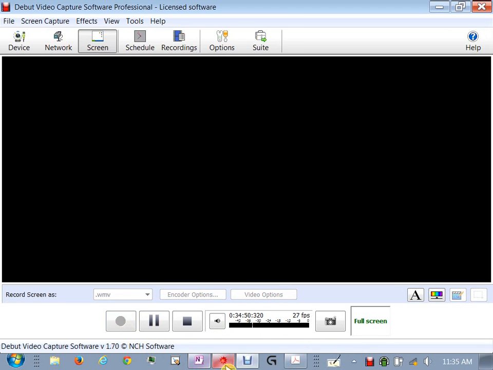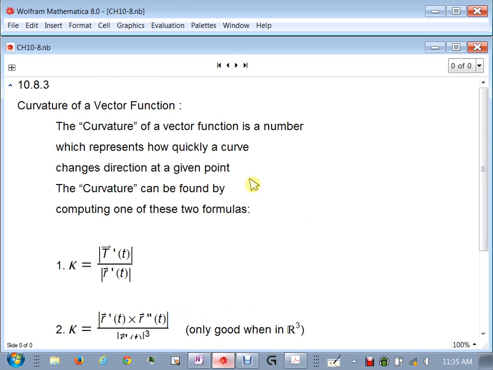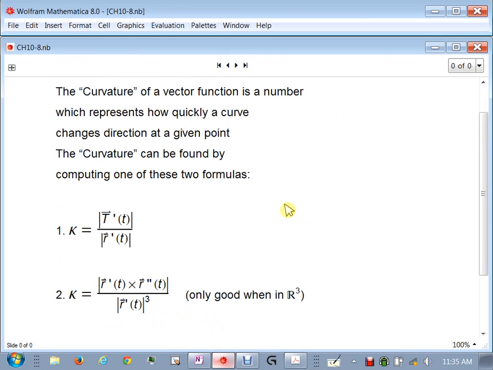Okay. Now, this is a very interesting topic right here. Curvature. All right, curvature. The curvature of a vector function is a number which represents how quickly a curve changes direction at a given point. And there are two formulas that we use to compute curvature. We use this K symbol here for curvature, and then here are the two definitions.